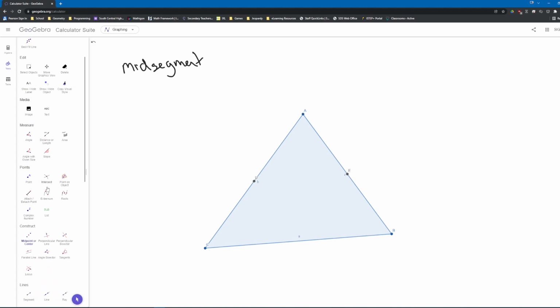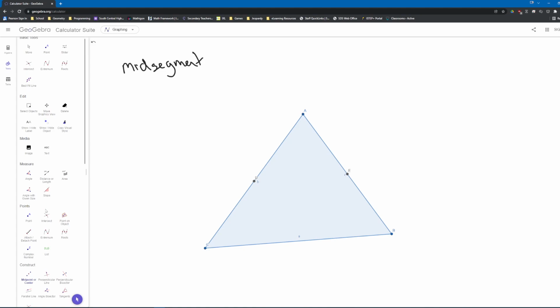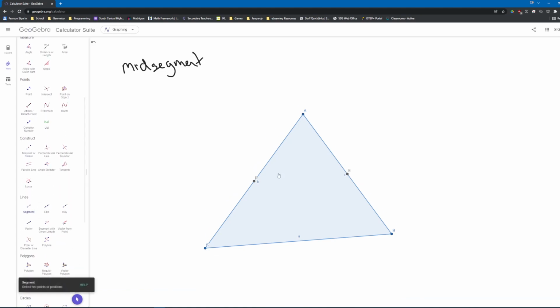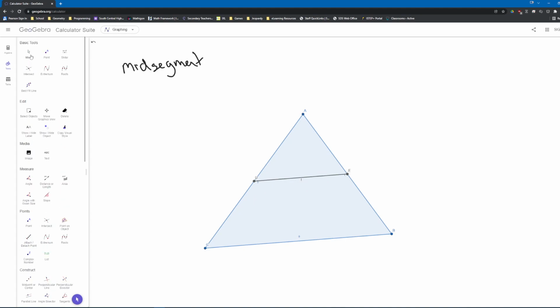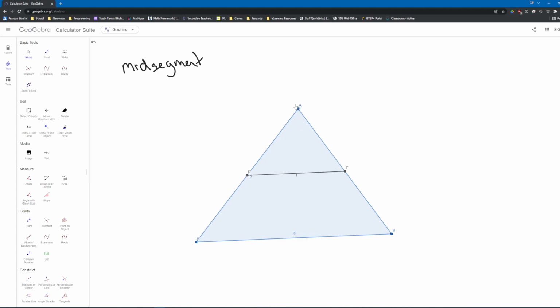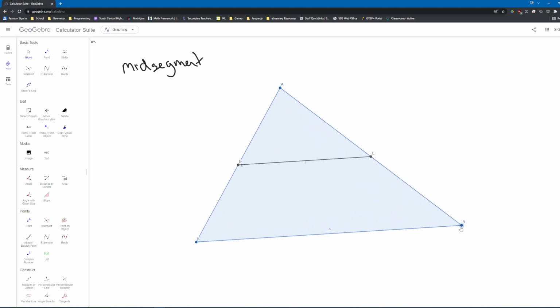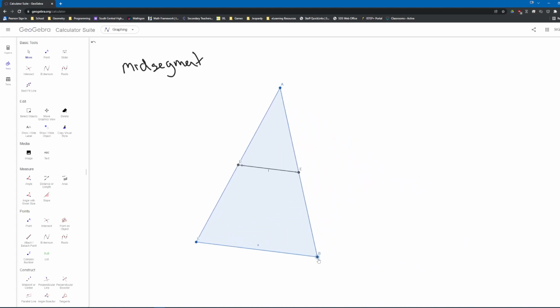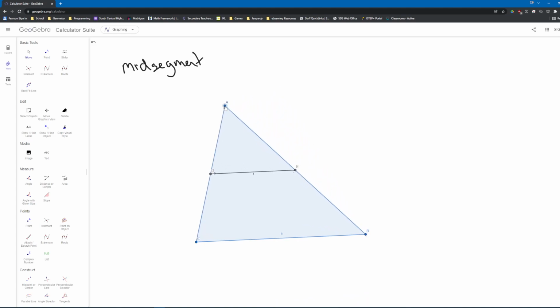To actually form the mid-segment, I'm then going to take a segment and connect those two midpoints together. So now I have formed this mid-segment DE. The good thing about GeoGebra is that now I can move this around, and these midpoints are still always going to be midpoints, and the mid-segment adjusts as I move that stuff around.